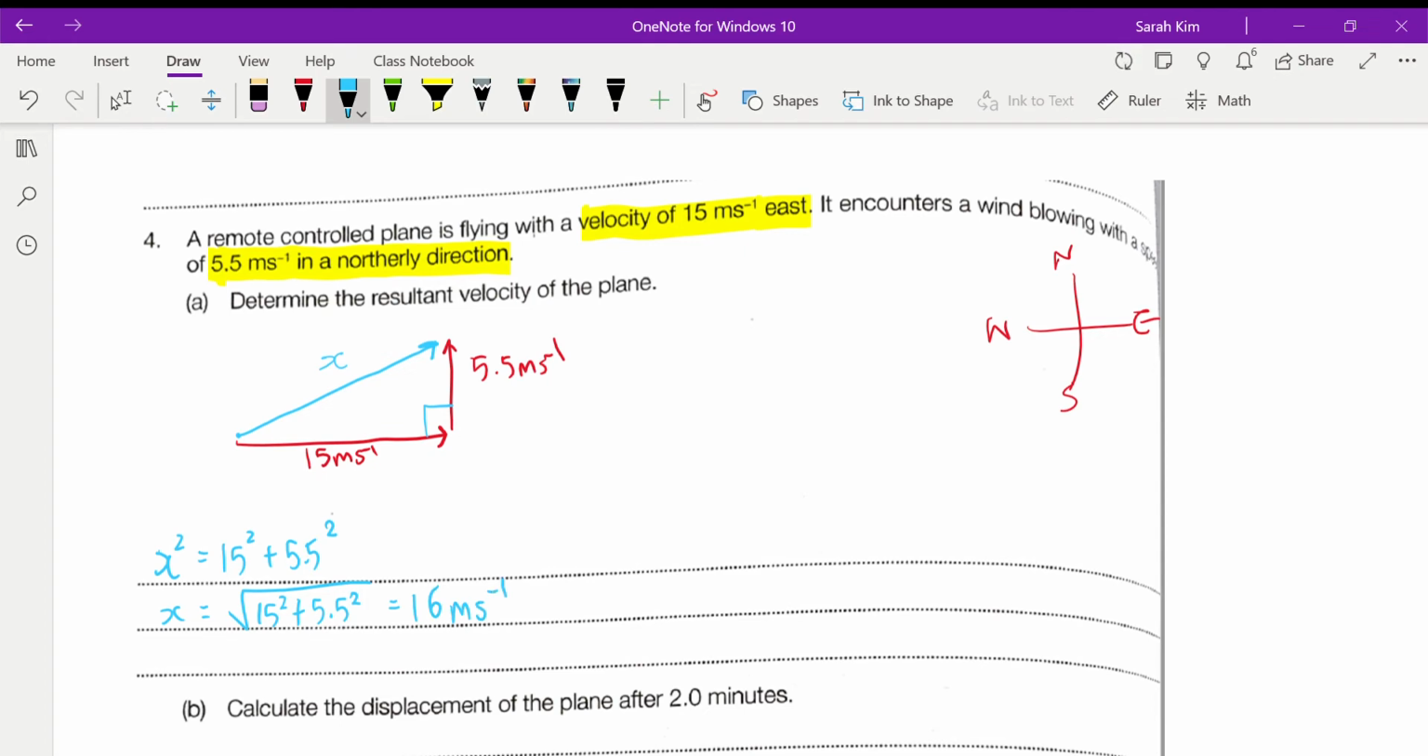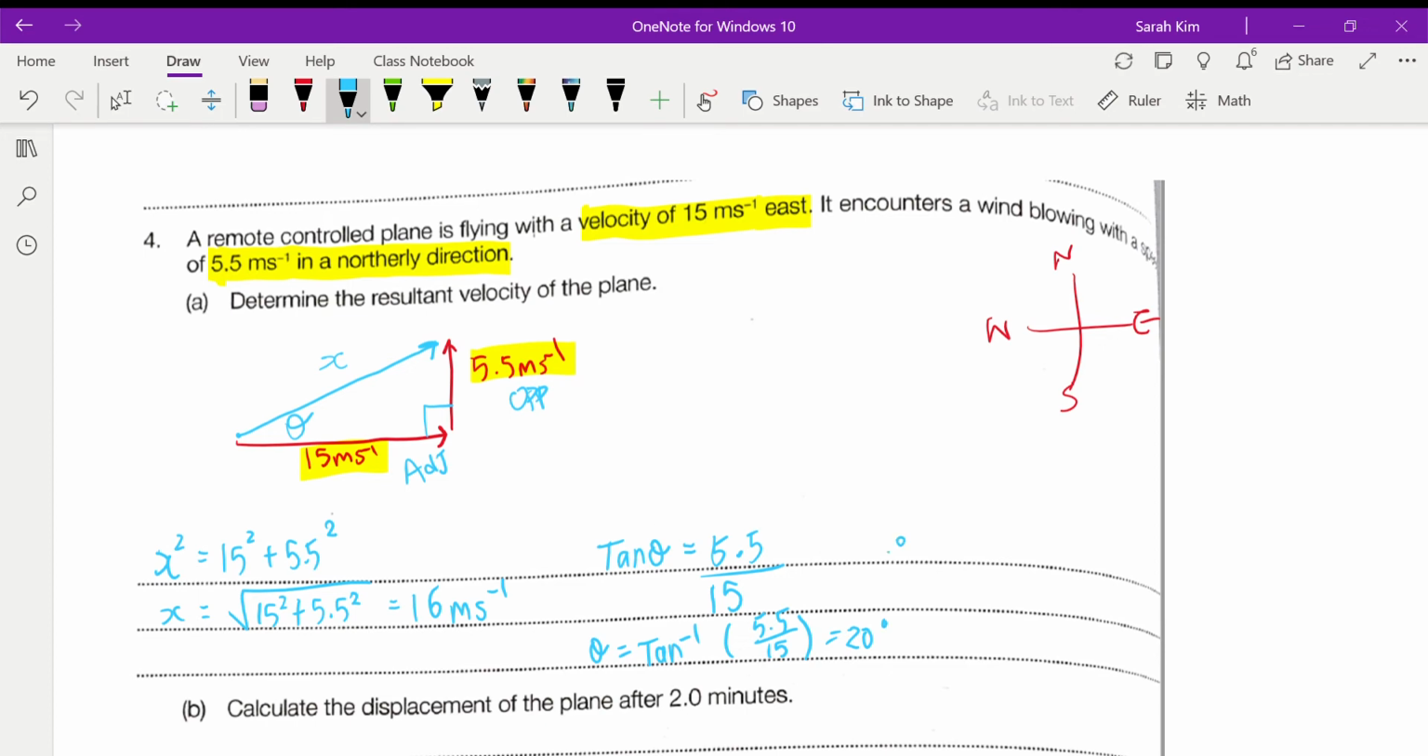Now it's a velocity, so you've got to figure out the angle. Now the angle, tan theta, will just be opposite, which is this one, divided by the adjacent, which is that one. So if you want me to write, I can write opposite, adjacent. So my theta is tan inverse 5.5 divided by 15, which is 20 degrees.